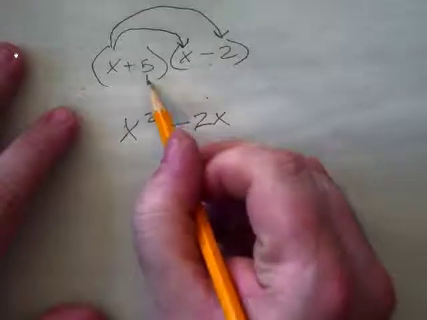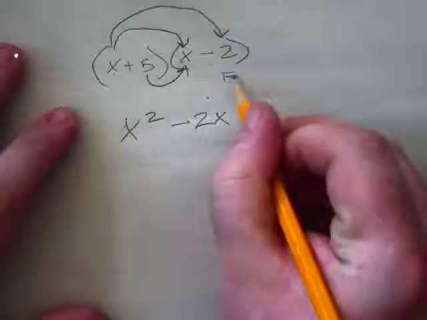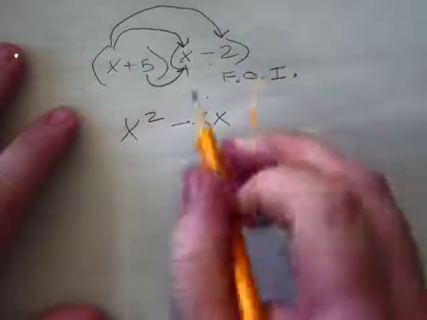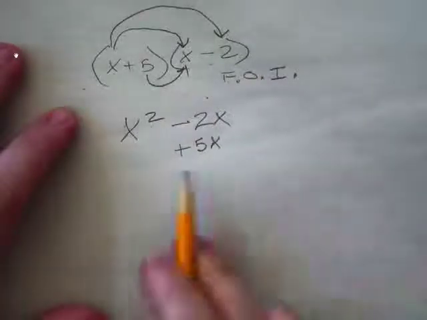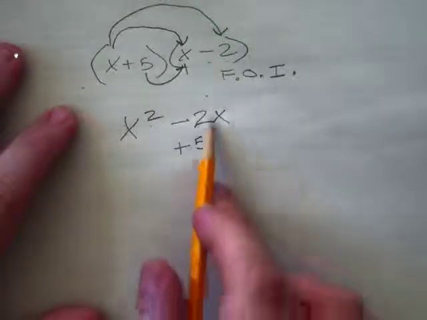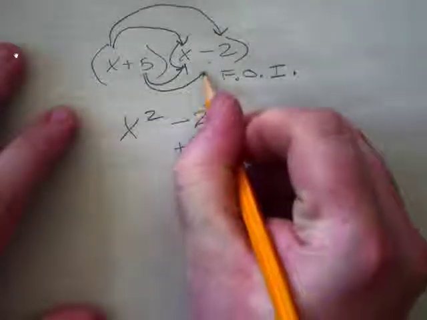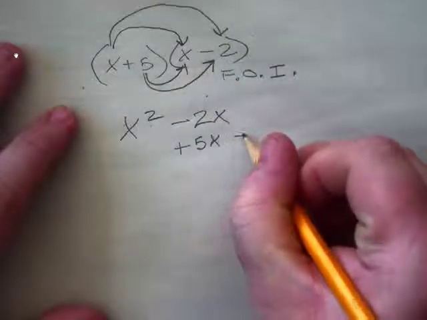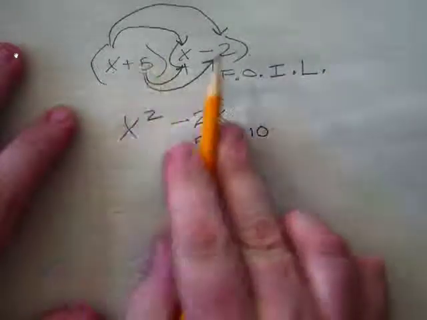And then the next thing you go to are the inside, so the I. So we did our first, outside, so our next is the inside. And 5 times x is 5x. I'm just putting that underneath the negative 2x so I can add them together just fine because they both have an x. And then finally, a 5 times a negative 2, and that would give us negative 10. That would be the last, the 5 and the 2.